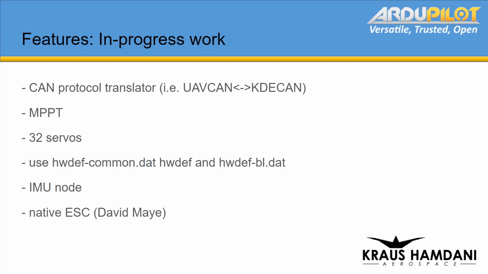Output for 32 servos. There's technically support in master for that for vehicles. So it's kind of halfway there for the AP_Periph nodes, but I don't think there's any hardware that quite supports it. But I believe it should at least accept the messages for it at this point. So it's kind of halfway there.